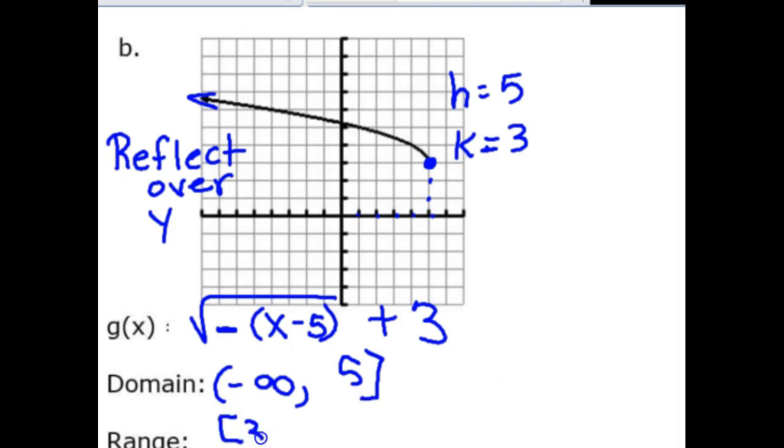The range is 3 to positive infinity because the arrow, in addition to pointing to the left, is also going up to positive infinity. Remember, the domain tells you left and right, the range tells you up and down.